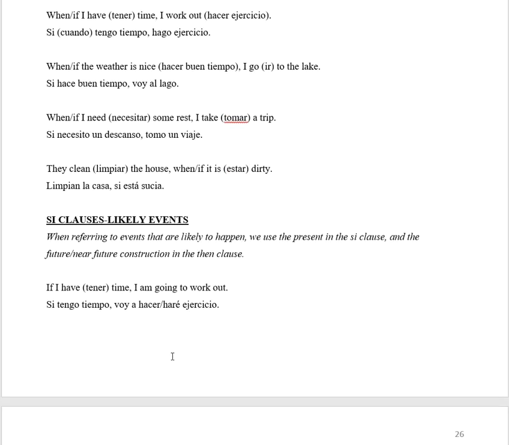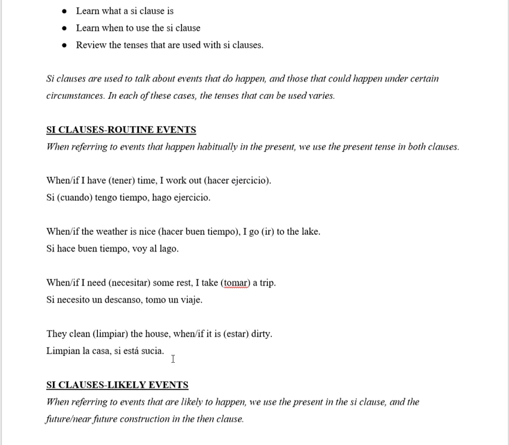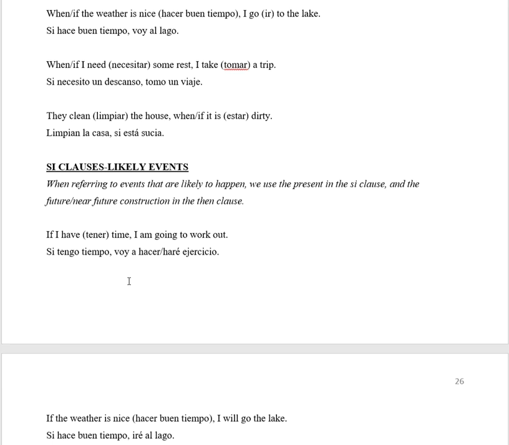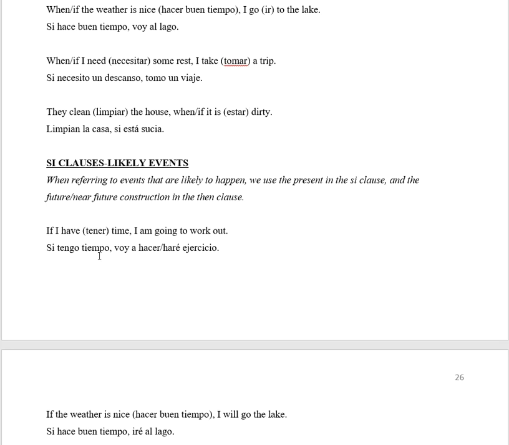Now let's look at C clauses with likely events. So these are routine events, and now these are events that can happen. When referring to events that are likely to happen, we use the present in the C clause and the future, near future construction in the then clause. So if I have time, I'm going to work out. Si tengo tiempo, voy a hacer or haré ejercicio.